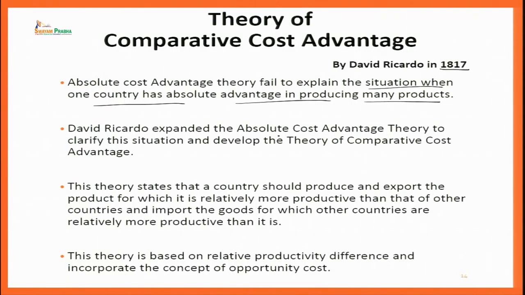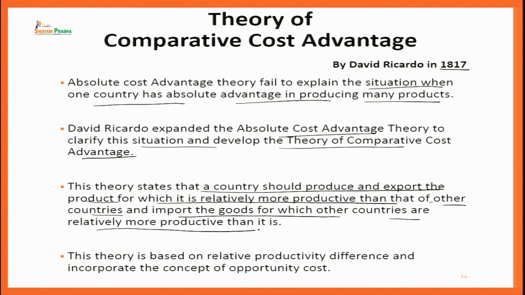David Ricardo expanded the absolute cost advantage theory to clarify the situation and developed a theory of comparative cost advantage. This theory states that a country should produce and export the product for which it is relatively more productive than the other country, and import the good in which the other country is relatively more productive than it is. That means you need to find out in which particular product my cost of production is going to be less, which seems to be more productive for my organization, for my country.